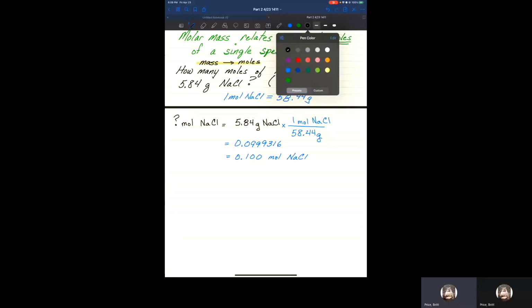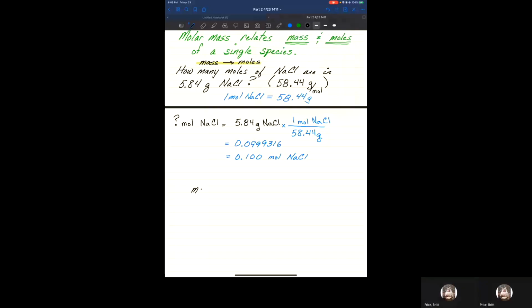Another type of conversion is just the reverse of this, and that's to go from moles to mass. And that would look something like this.